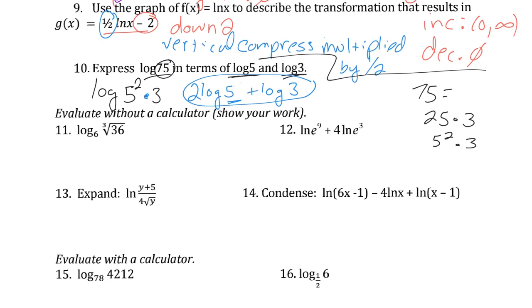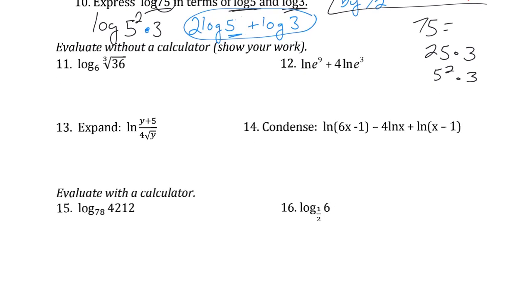11, I need to evaluate without a calculator, which means you may have some variables on your quiz with this instead of just numbers. So in order to do this, because this is a log base 6, I need to get this to be 6 to some power. Well, 36 is 6 squared. Now a radical is really a fractional exponent. So that's 6 to the 2/3. And once the bases are the same, it reduces to just 2/3. And that's my answer.